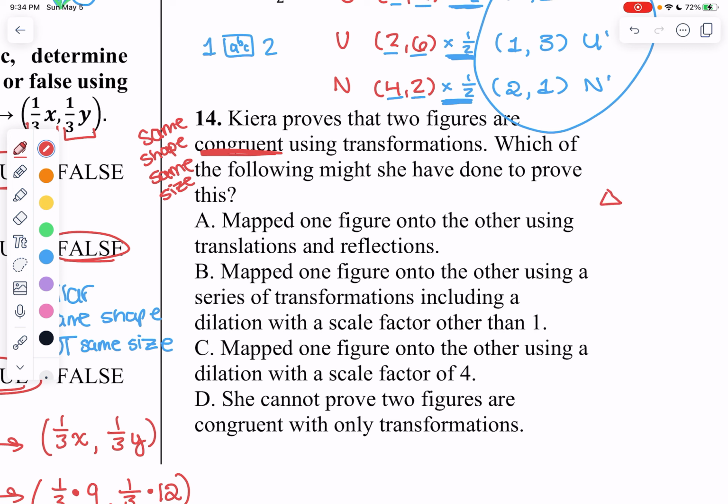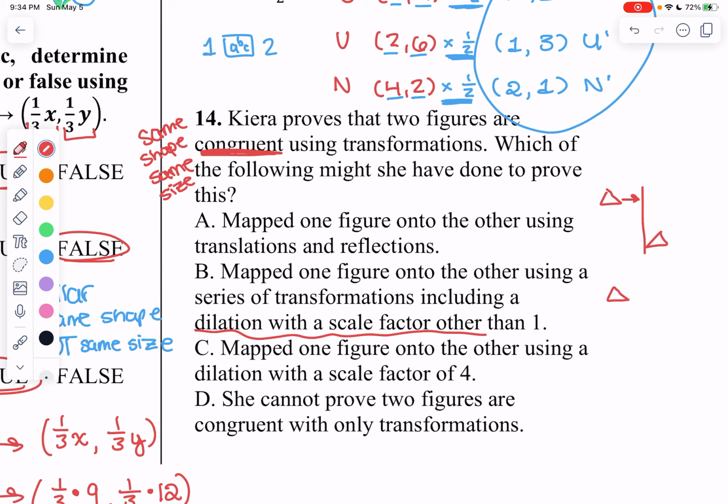So she'd say, if I had these 2 triangles, I know that they are congruent because I slid this triangle to the left, and then I flipped it over a line that looks like this. We're moving on. B, she mapped one figure onto the other using a series of transformations, including a dilation with a scale factor other than 1. So if I dilated it with anything other than 1, remember, if I multiply something by 1, it stays the same. She's saying we multiplied it with something different than 1, so maybe like multiplying it by 3.